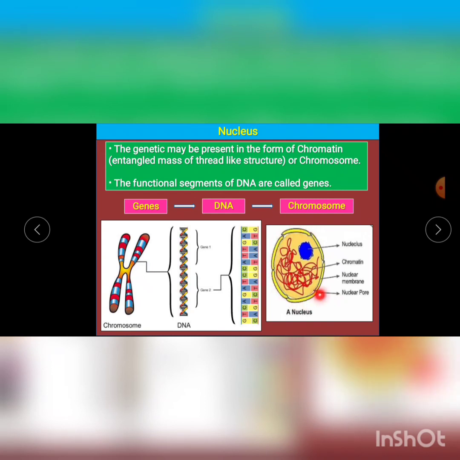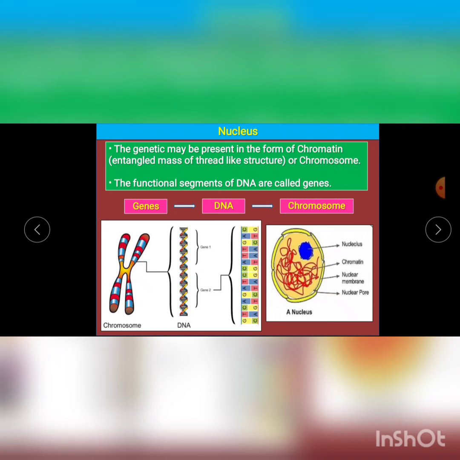You see, children, this is a nucleus. It has a double layered structure, as you can see, double layer, and it has some pores here. Then inside you'll see there is a nucleolus, which has some purpose in synthesis of protein. And here you can see this thread-like structure. This thread-like structure is nothing but chromatin.